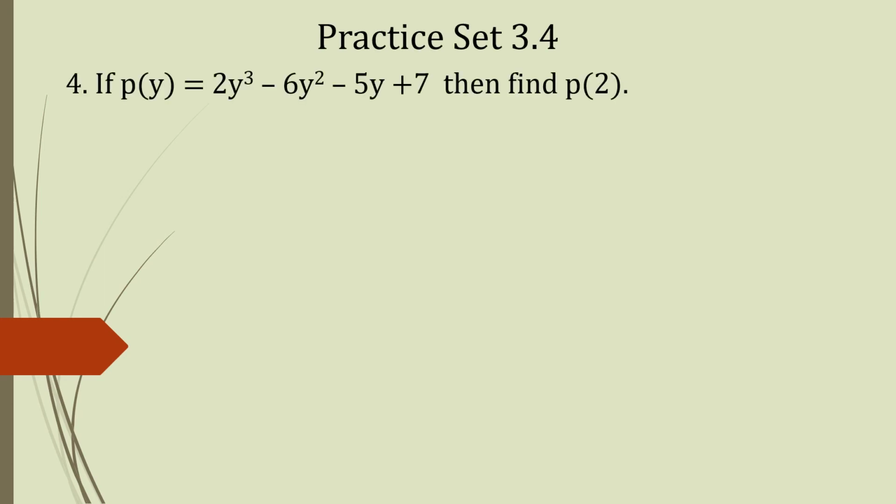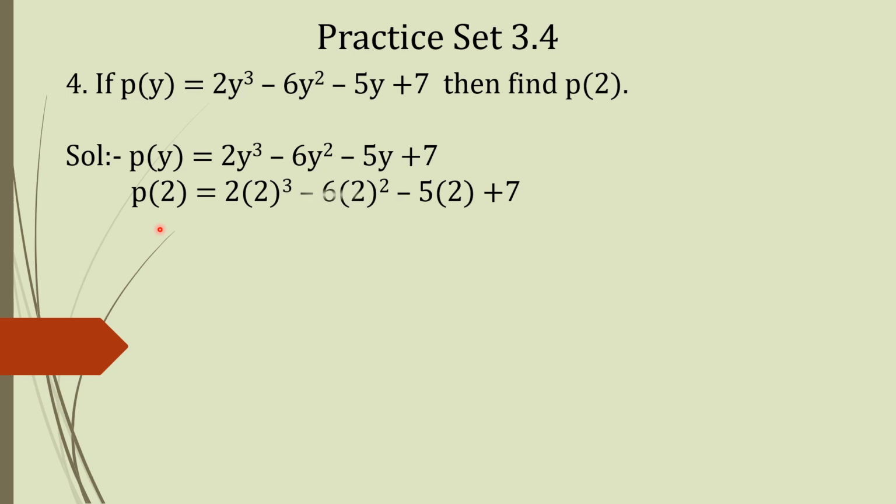Now students, the last sum of this exercise. What is given in the fourth sum? If p of y equals 2y cube minus 6y square minus 5y plus 7, then find p of 2. So you have to find the value of the polynomial when the variable y has the value 2. So let's move to the solution. p of y equals 2y cube minus 6y square minus 5y plus 7. In place of this variable y, let's put 2. We will replace it by 2.